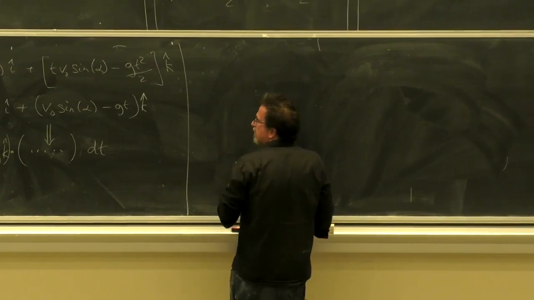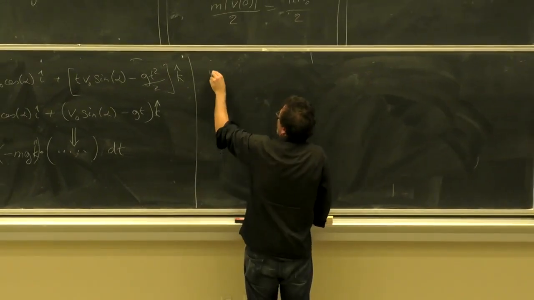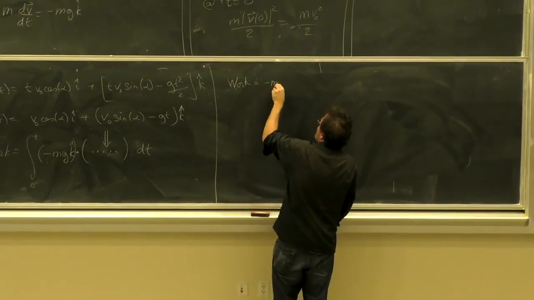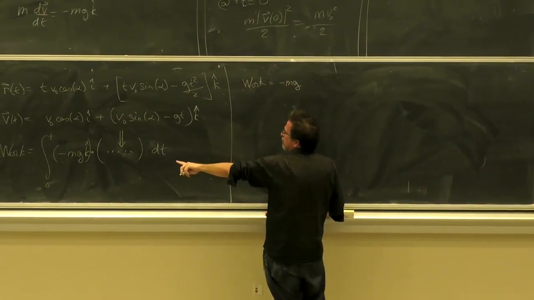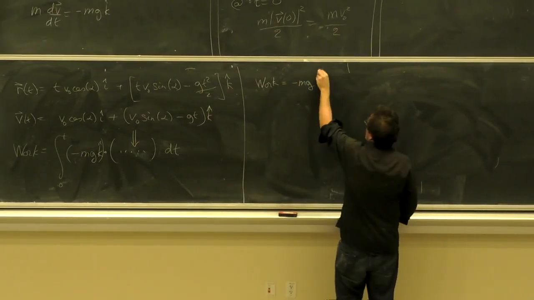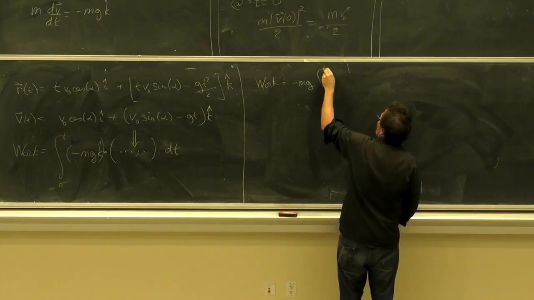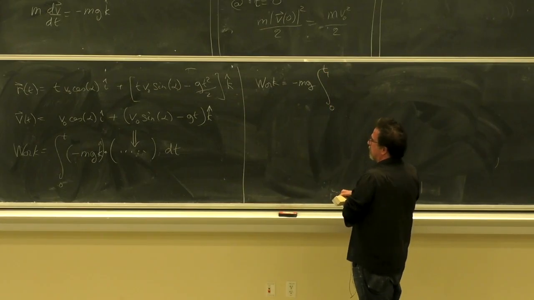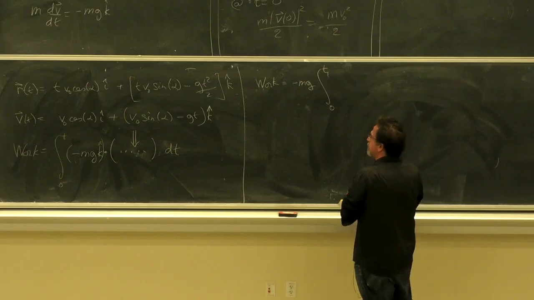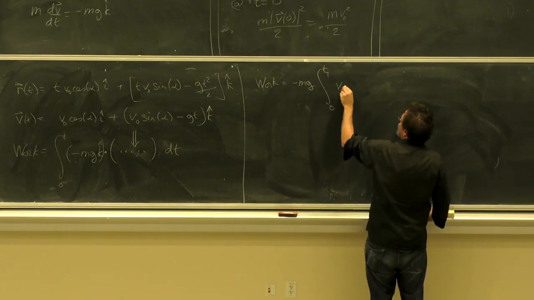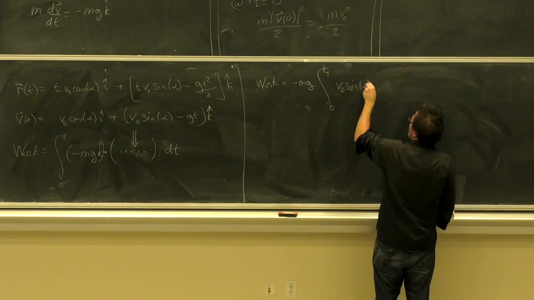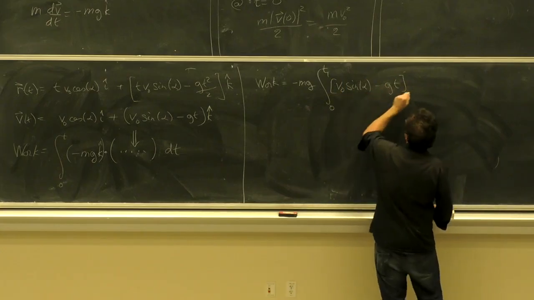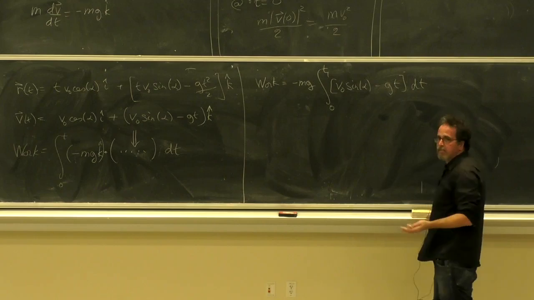And so the work done by this force is equal to negative mg, which I'm pulling out front, times the integral from 0 to t1, wherever I decide to stop observing this work being done, of v0 sine alpha minus gt. And I have to integrate this function with respect to t. And that's a simple integral.